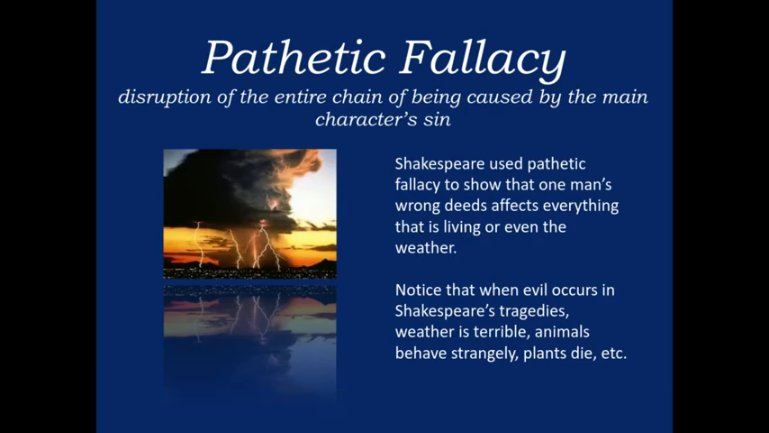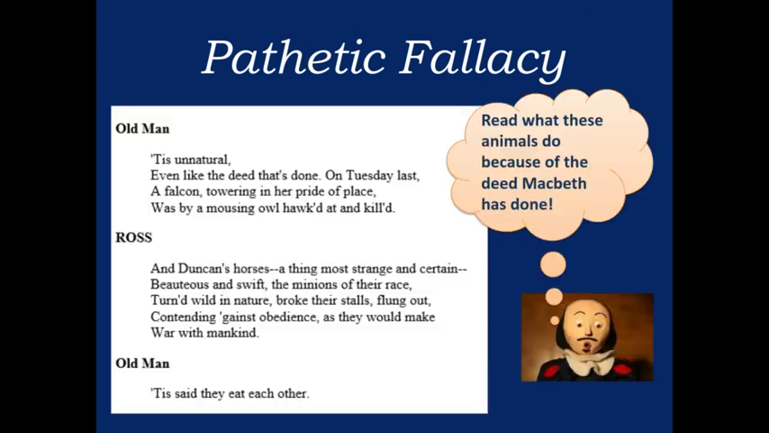Pathetic fallacy is something else you might see, and it's disruption of the entire chain being caused by the main character's sin. And I feel like we kind of saw this a little bit in the Odyssey. Shakespeare uses it to show that one wrong deed can affect everything that is living or under the weather. So this could happen with weather, or animals behave terribly, or plants die. For instance, this is a fallacy from Macbeth, and the old man goes, "'Tis unnatural, even like the deed that's done." So something happened that's awful, okay?